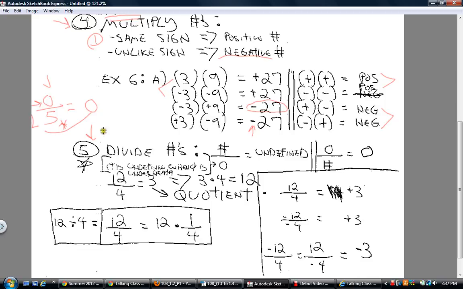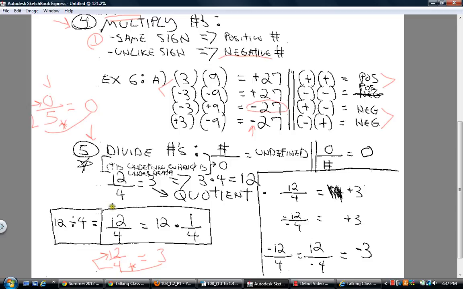And look at this example down here. 12 divided by 4 could be rewritten in fraction form, 12 over 4. 12 divided by 4 equals what, class? 3. Let me write this over here. 12 divided by 4. How many times does 4 go into 12? 3 times. That's the quotient. 3 times 4, class, equals the numerator, 12. So you have to follow that rule to go back and forth.